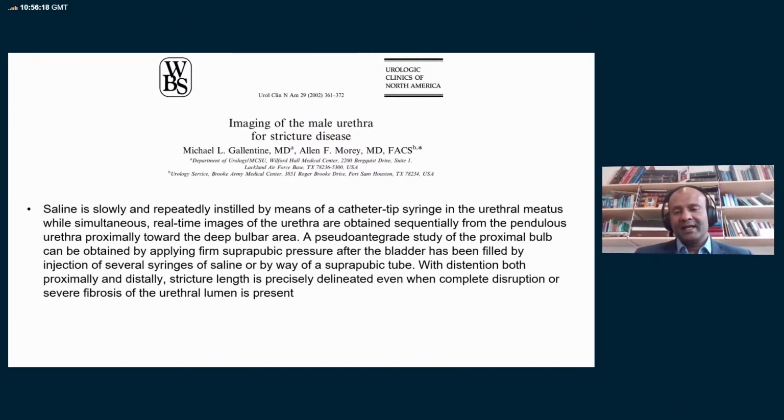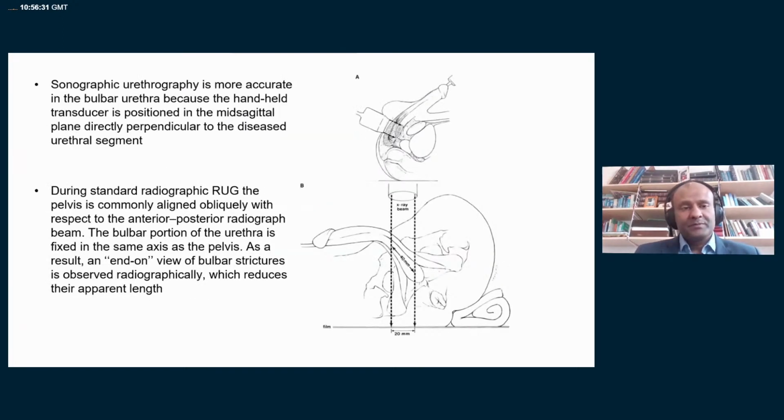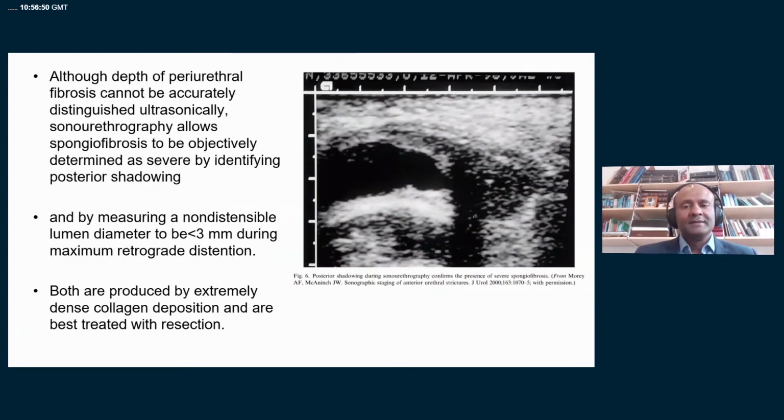They were concerned that the urethra and the bulbar urethra was abnormally foreshortened when you did a retrograde urethrogram, but you cannot take the angle appropriately because the bones are in the way, the pelvic bones. So they described using the ultrasound in the perineum to try and get very good images of the anterior urethra. The concern was that these end-on views of the bulbar strictures on radiography were reducing their apparent length, and the urethra was actually longer and the stricture disease was longer than seen.